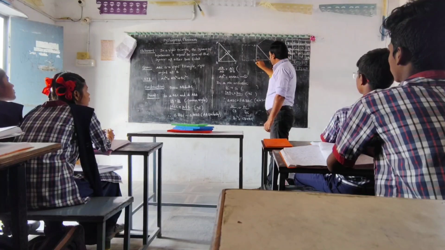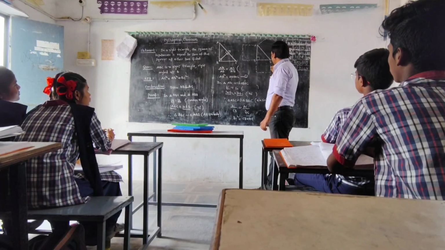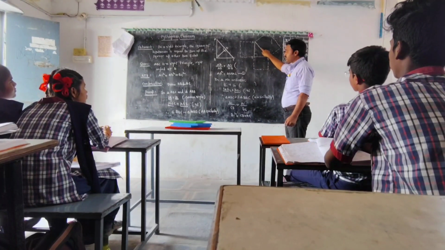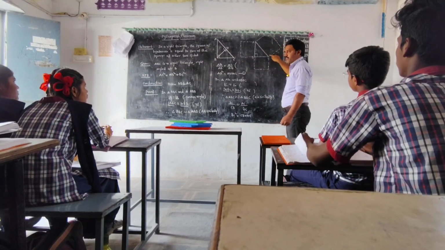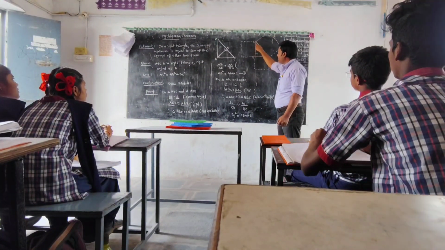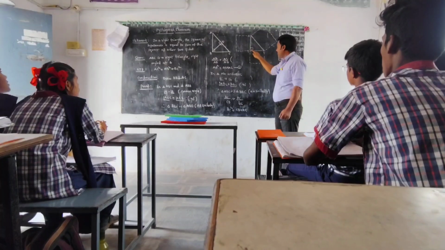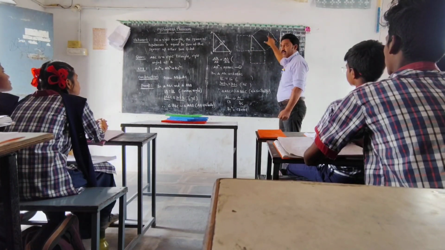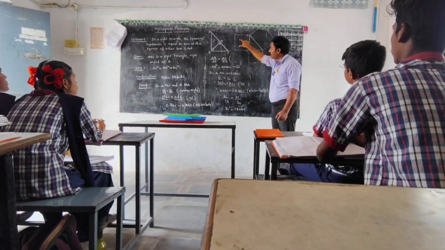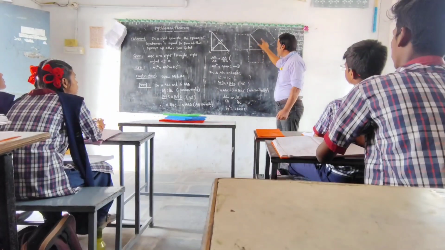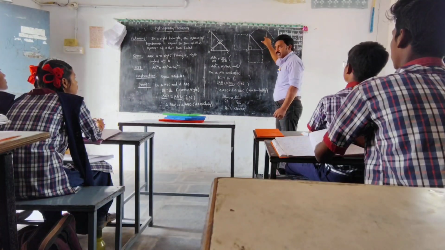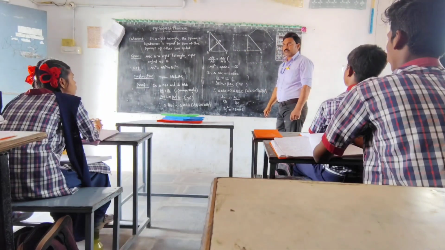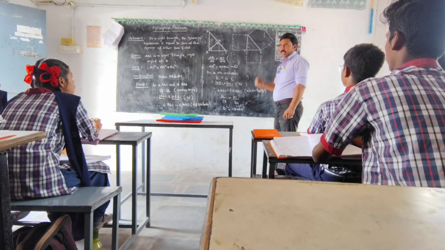The geometrical proof of this Pythagoras theorem is this. In the right angle triangle, this is the hypotenuse. For the hypotenuse I drew one square, and for this side AB also I drew one square here, and for the other side also I drew one square. Find the area of each square. The area of the square on the hypotenuse is equal to the sum of the areas of the squares on the other two sides. That is a geometrical explanation.